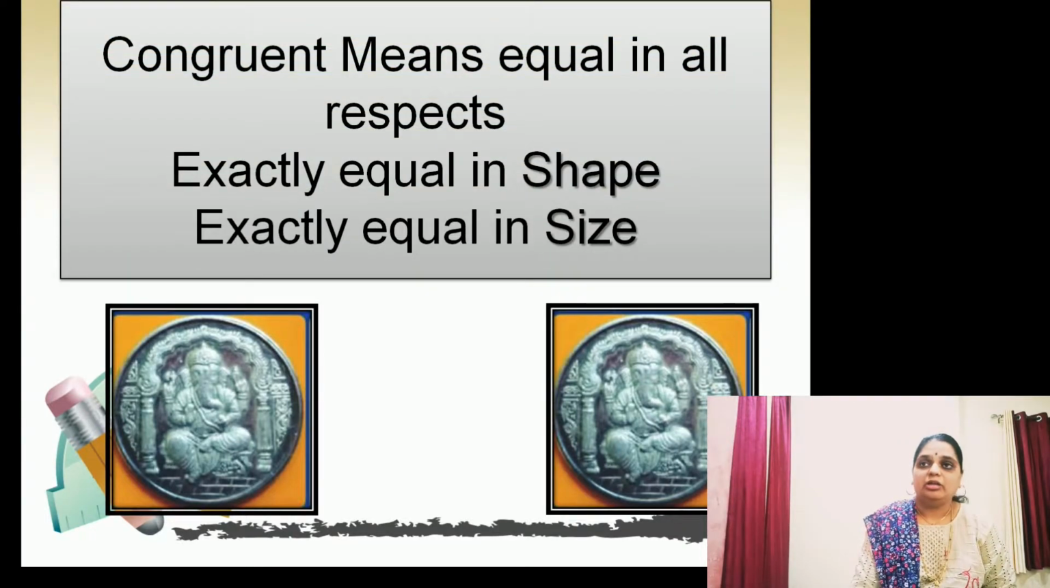To clarify the concept of congruent, we see one video on this. Are your hands congruent? Here we see a new word, congruent. What is meant by congruent? Congruent means 2 objects have the same shape and same size.